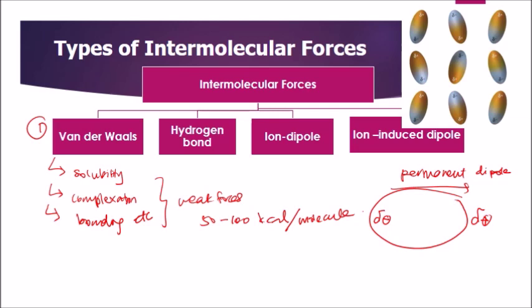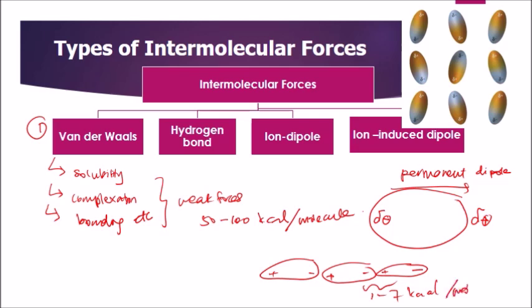These molecules align themselves so that the negative pole of one points to the positive pole of another. So let's say you have a molecule this way, positive here, negative here, so they will align. Positive here, negative here. The energy of this attraction is around 1 to 7 kilocalories per molecule. An example of a dipole force is hydrochloric acid.